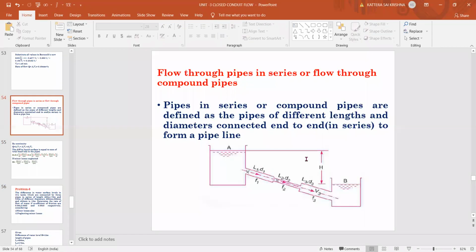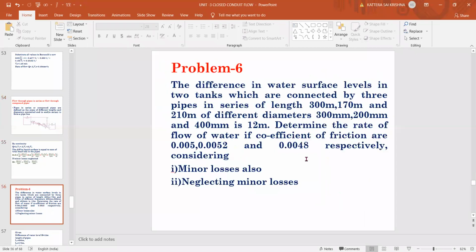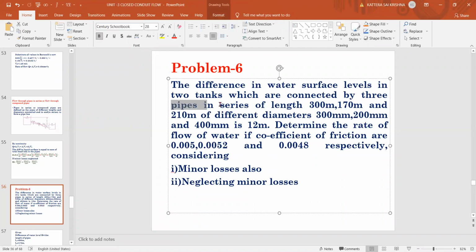Okay, so we'll solve a problem on pipes in series. One problem we'll solve today. This is problem number 6 in this unit. The difference in water surface level in 2 tanks which are connected by 3 pipes in series. So by seeing this word, we can understand this is the topic of pipes in series.